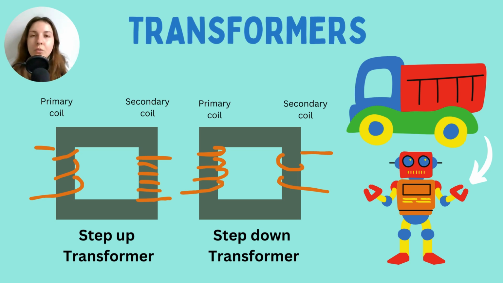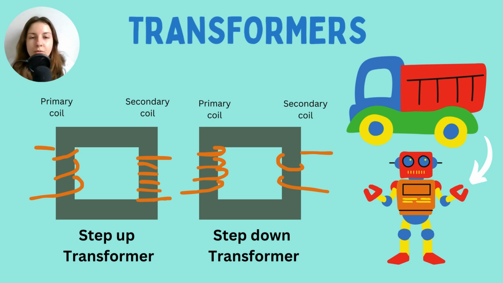But we obviously don't want really high voltages in our homes because that would be incredibly dangerous. So what we do is step down the voltage when it gets to our homes. We use a step down transformer. There are fewer coils of wire in the secondary coil, and that reduces the voltage to 230 from a previous 400,000 volts.